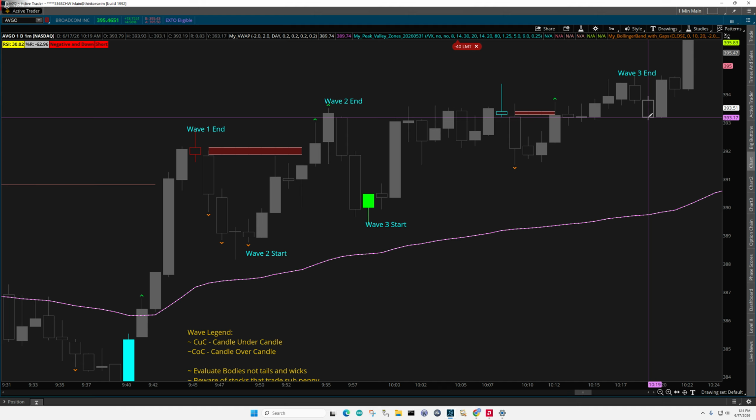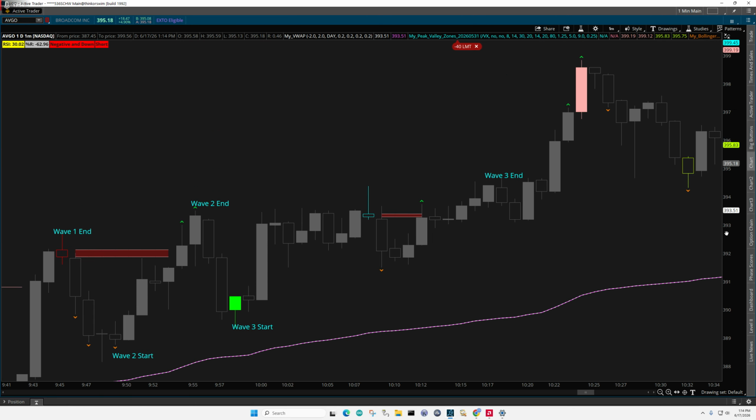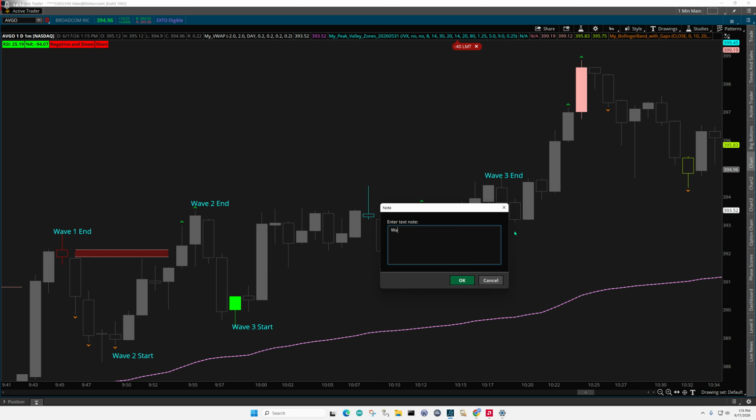We get the pullback. This would scroll right. So this candle body here is wave 3 transitioning into a wave 4. This candle body is now clearly above this candle body, so this is where we know wave 4 begins, or wave 4 start.